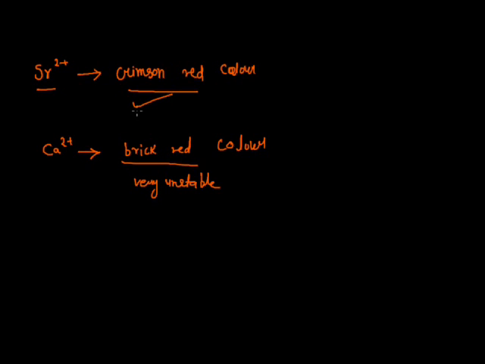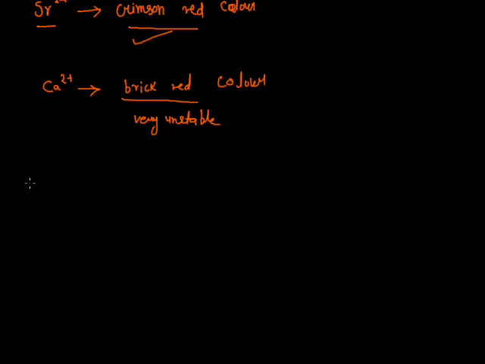So by using the flame test, we can identify the fifth group radicals, that is, whether the salt contains barium, strontium, or calcium. Now, besides the flame test, we also use chemical tests for the investigation of the fifth group radical.